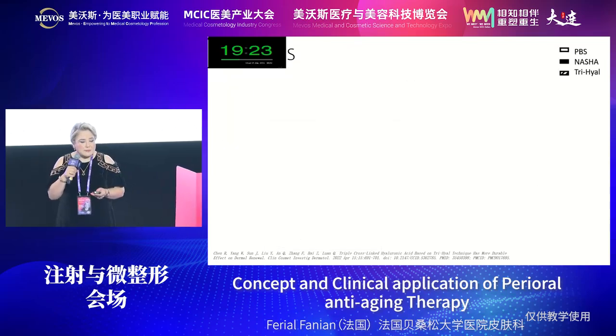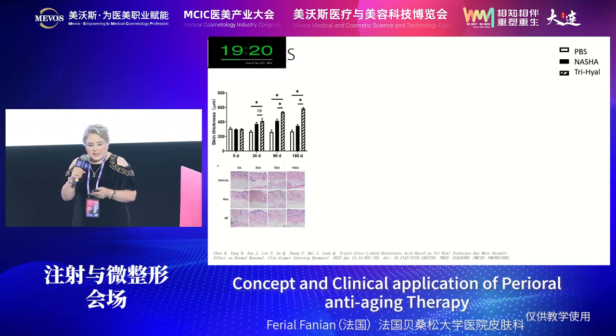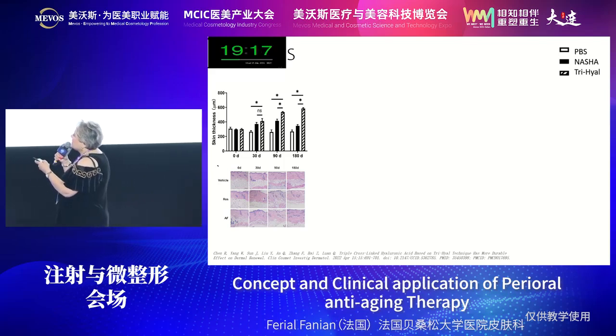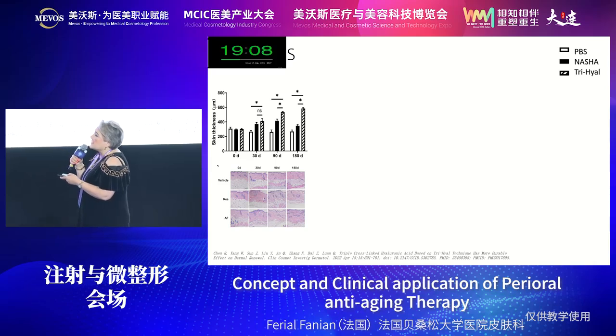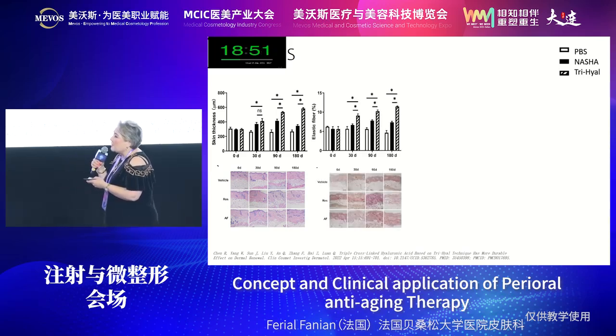And they proved that, for example, here, the first part, as you can see here, the white one is PBS, the black one is NASHA, and the hashed one is Tri-Hyal technology. The PBS remains stable for 6 months. The NASHA technology increased significantly until 3 months, but after that, it is stable. But the Tri-Hyal technology can increase significantly until 6 months. The same story for elastic fibers. As you can see here, the NASHA stopped after 3 months, while the Tri-Hyal technology augmented until 6 months.